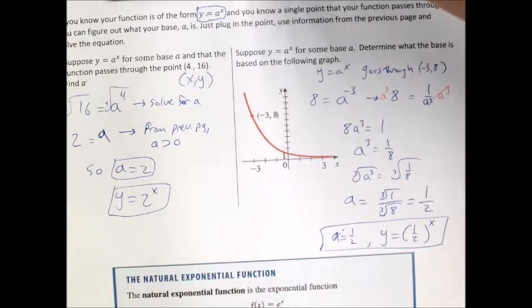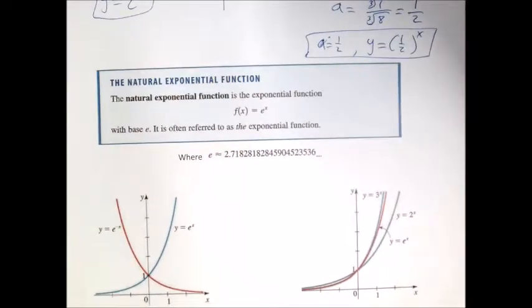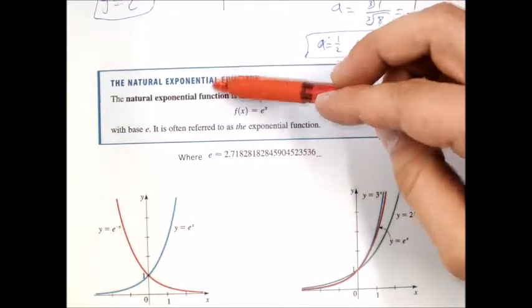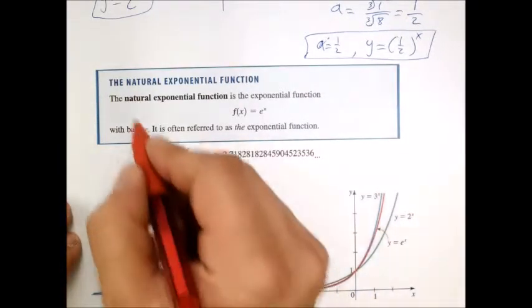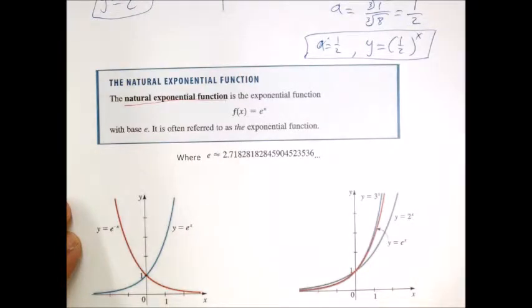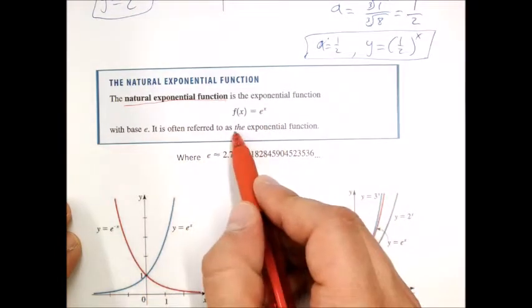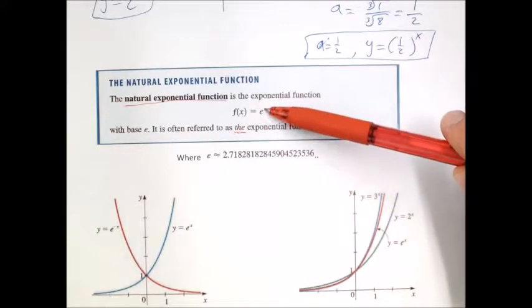So there's a very special kind of exponential, which is what's being shown in the bottom part of this page. This one's called the natural exponential function, or sometimes people just call it the exponential. It's often referred to as the exponential function. And it looks like this. It's e to the x.